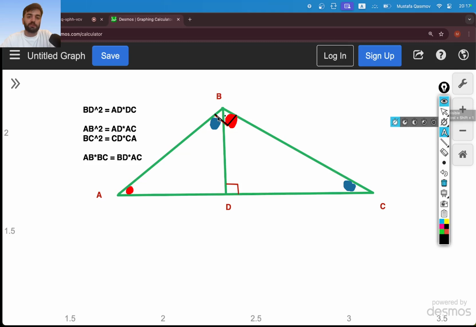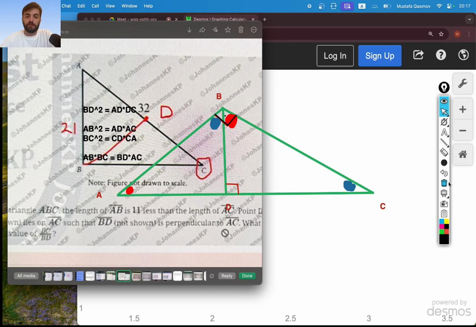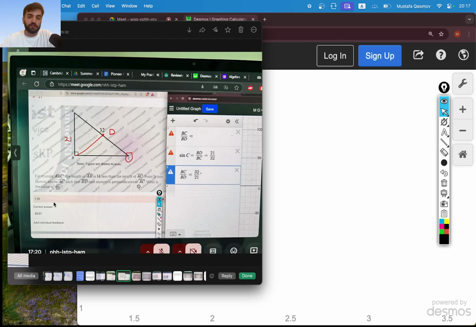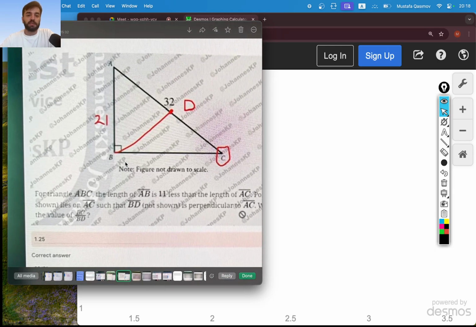Okay, now let's go back to the question. In this question, we will use this formula. Here you can see that it is 21, it is 32. It asks about BD over BC, BC over BD, right? I will use a different method from here. I will not use this one. Because it's related to BC and BD, let's use this formula, the last one. It was like that.